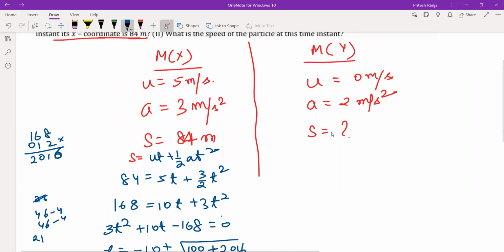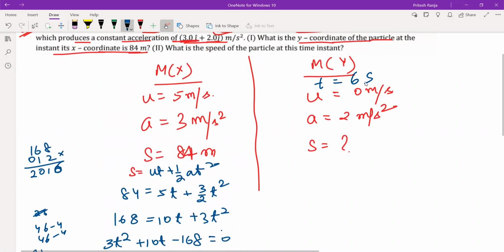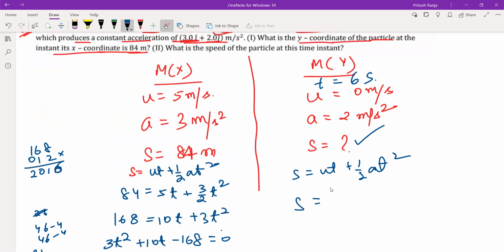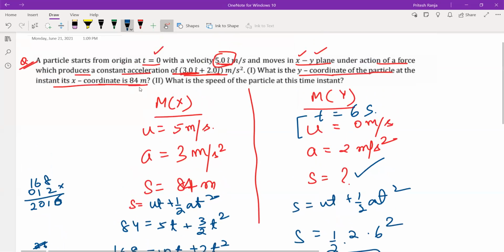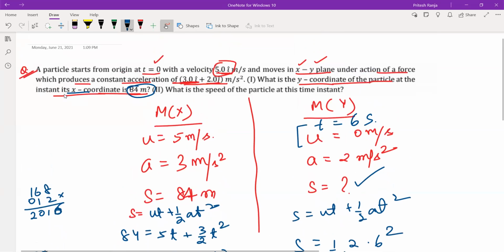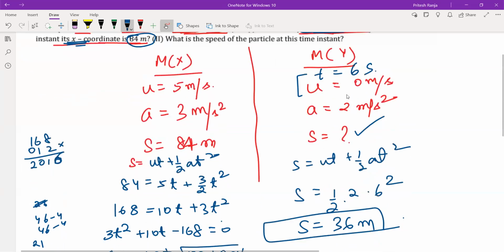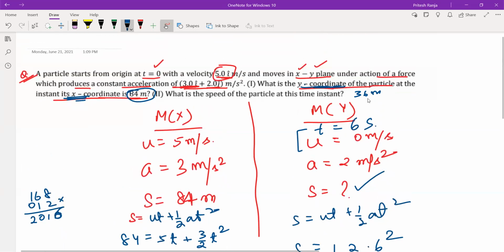So the time will be the same along y also, 6 seconds. Now we can find s. Very simple: ut plus half at square. ut will be 0 into 6, 0. Half at square, half of a into t square. So the displacement will be 36 meters. So what does this suggest? When its coordinate along x is 84 meters, the coordinate along y will be 36 meters. Right? That's the answer for the first one.